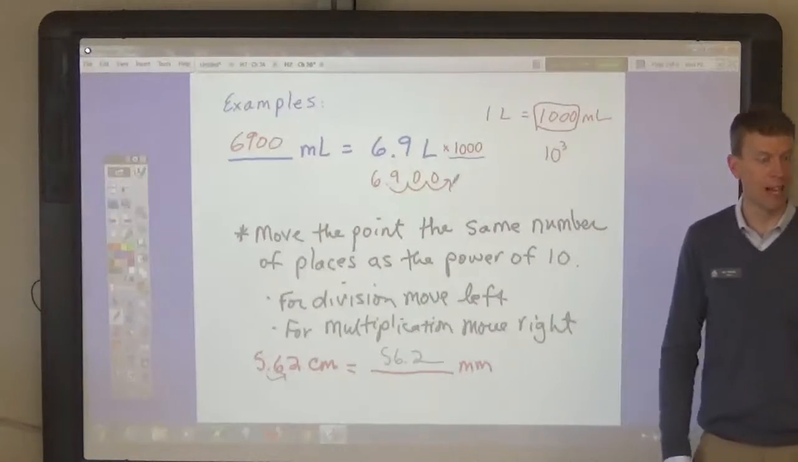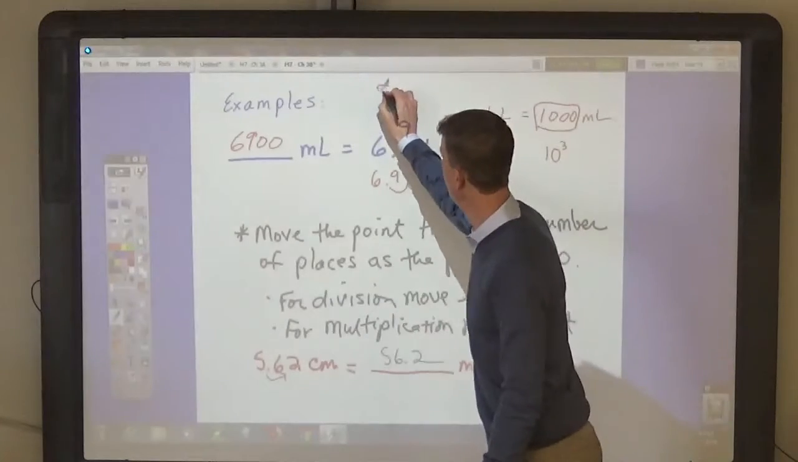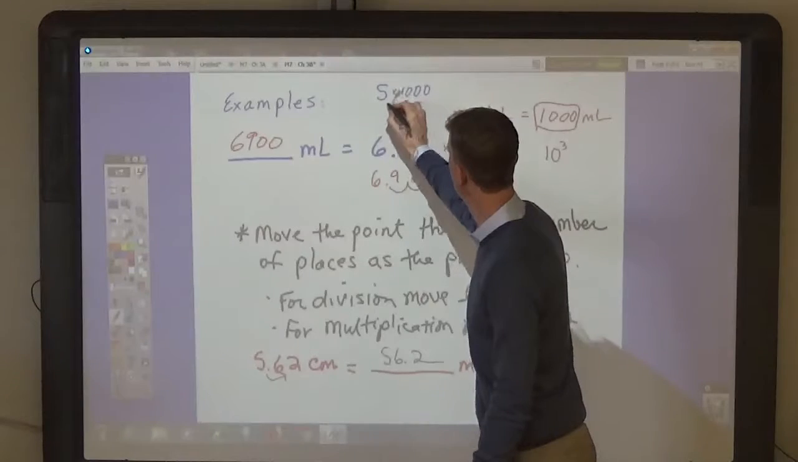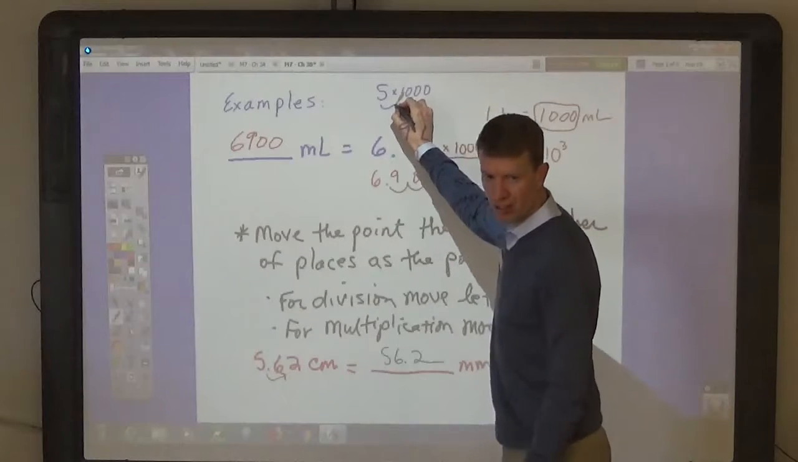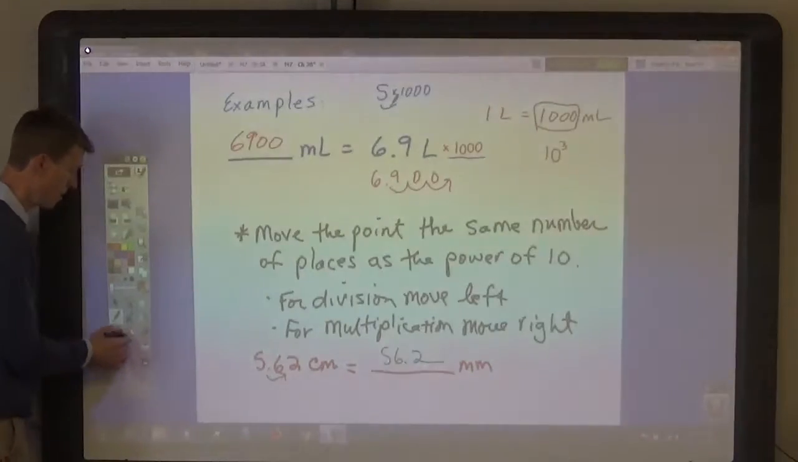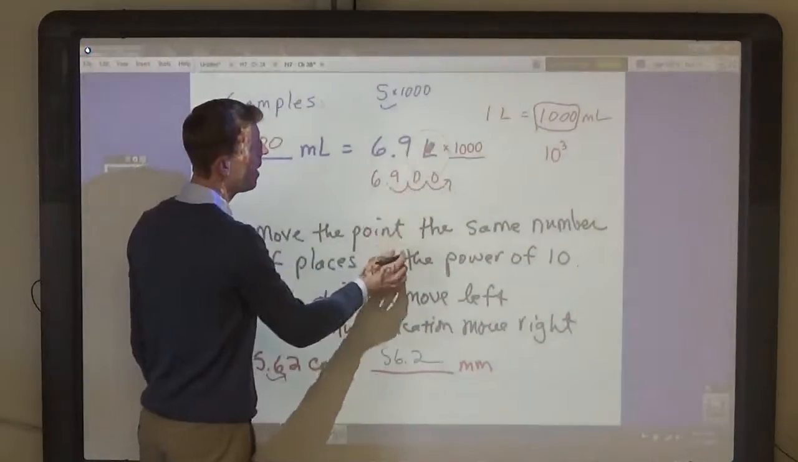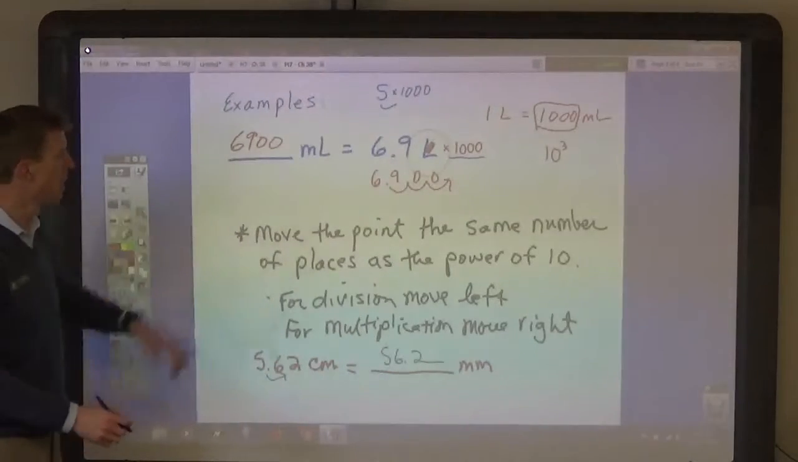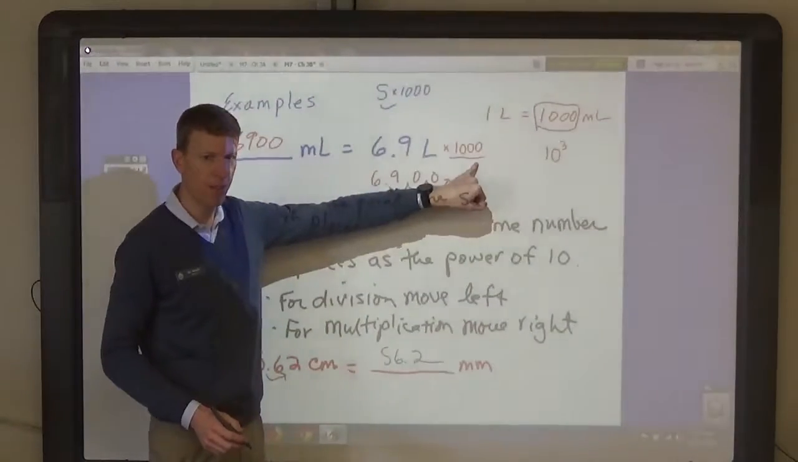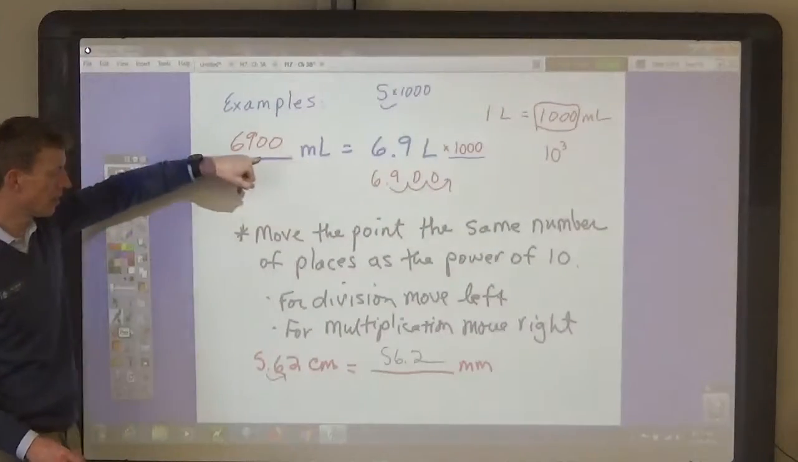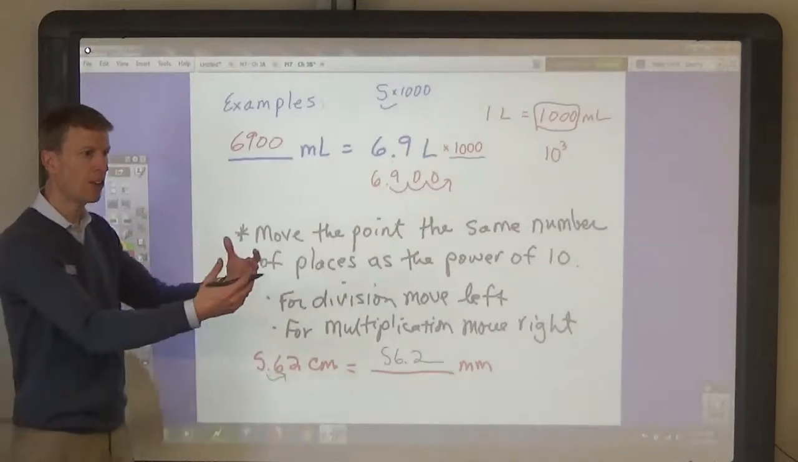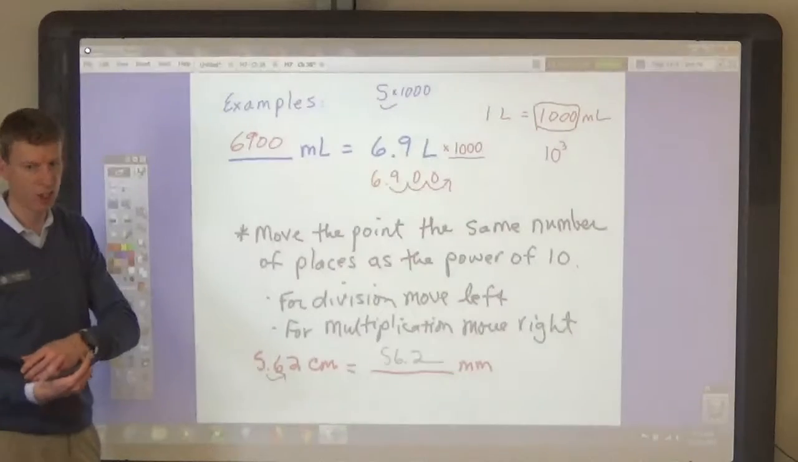Like 5 times 1,000 is just 5,000, right? Stop talking, listen. 6.9 times 1,000 is 6,900. By moving the decimal place to the right, you multiply it by 1,000. Moving the decimal place to the left divides it by 1,000. In other words, 5,000 divided by 1,000 is just 5.